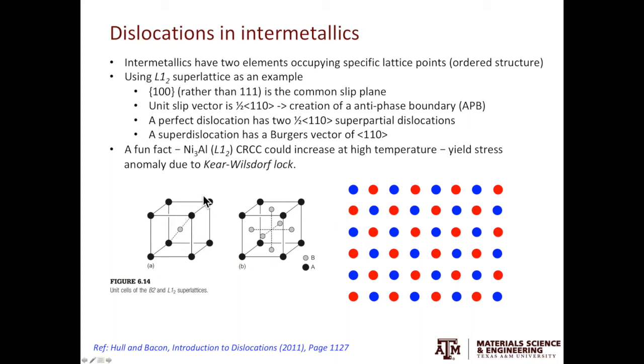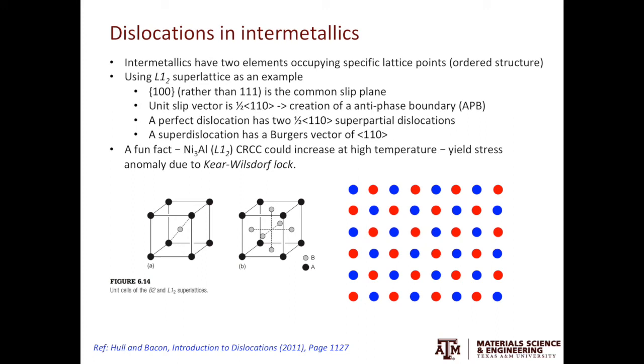For B2, it is very similar to BCC, having one element occupying the center and the other element occupying the corners. For L12, it's very similar to FCC, with one element occupying the faces and the other element occupying the corners. We will use the L12 superlattice as an example. Since the L12 structure is very similar to FCC, one may expect the 111 plane is the slip plane. However, what people have observed is that the 100 plane is the most common slip plane.